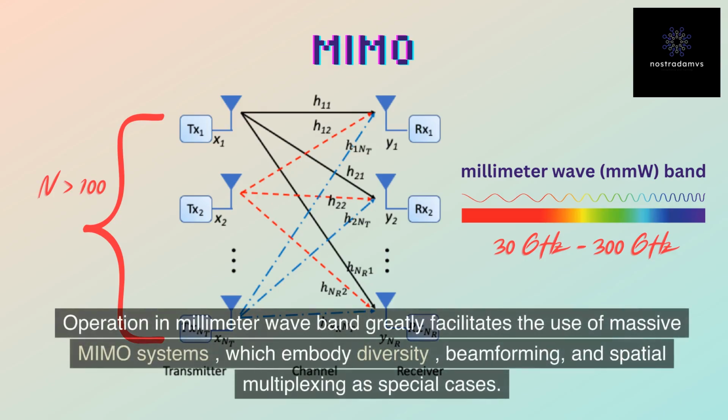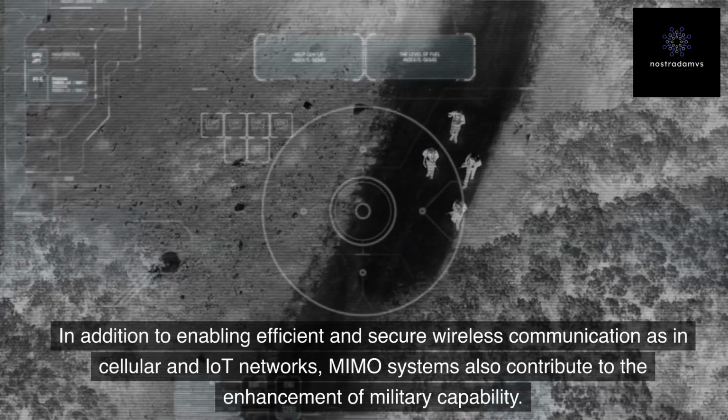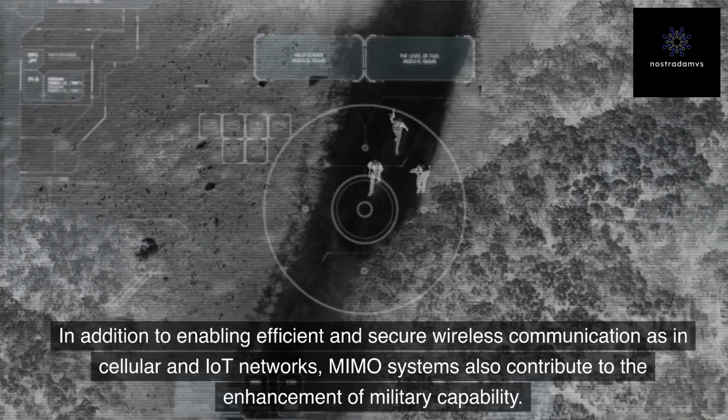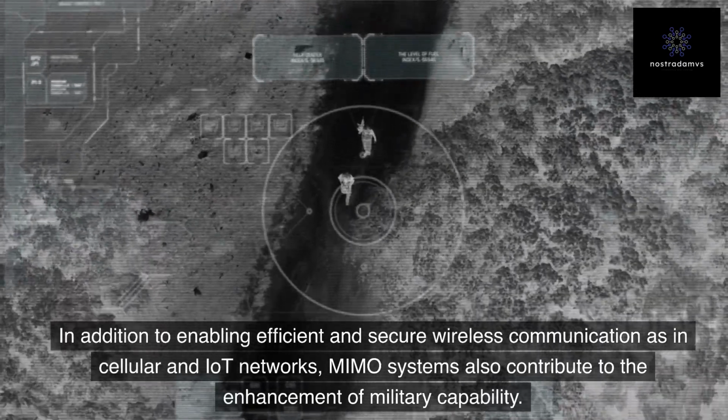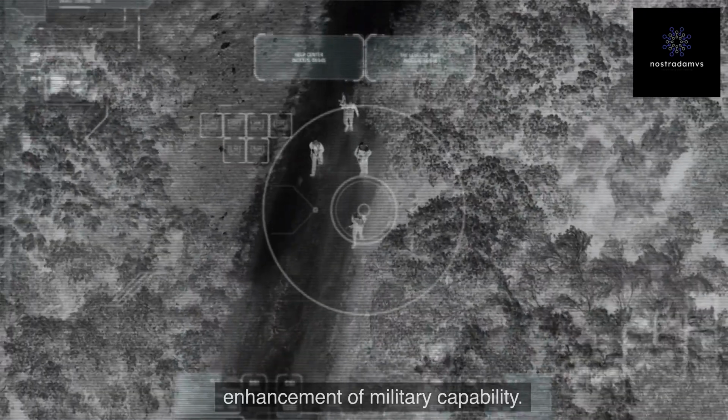Operation in millimeter wave band greatly facilitates the use of massive MIMO systems, which embody diversity, beamforming, and spatial multiplexing as special cases. In addition to enabling efficient and secure wireless communication as in cellular and IoT networks, MIMO systems also contribute to the enhancement of military capability.